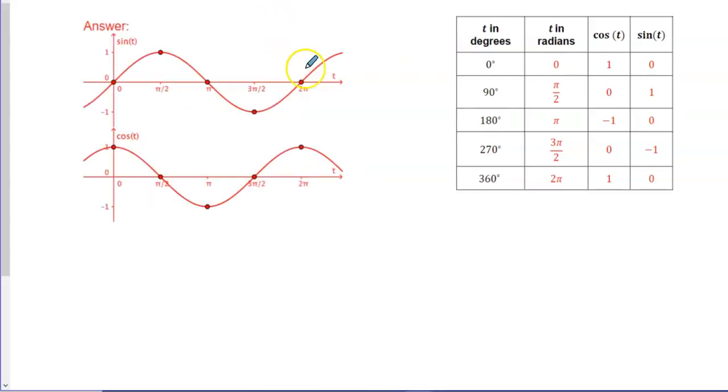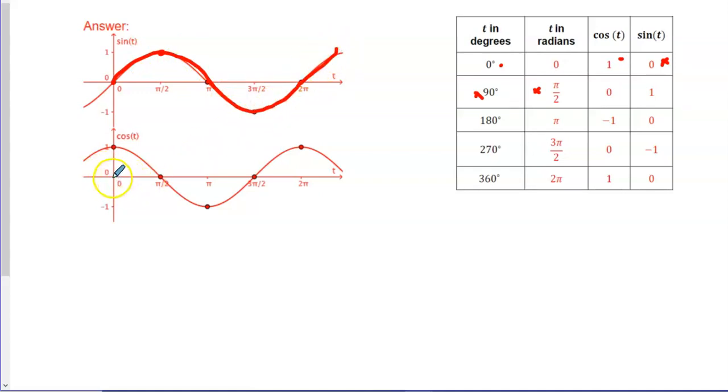Now, when we are plotting, you will see that at 0, if we take the sine first, sine 0 is 0, so we are at the origin. And when we move to 90 degrees or pi on 2, the sine of pi on 2 gives us 1, and so that is the point. And so we draw a smooth curve through these points to get our sine curve.